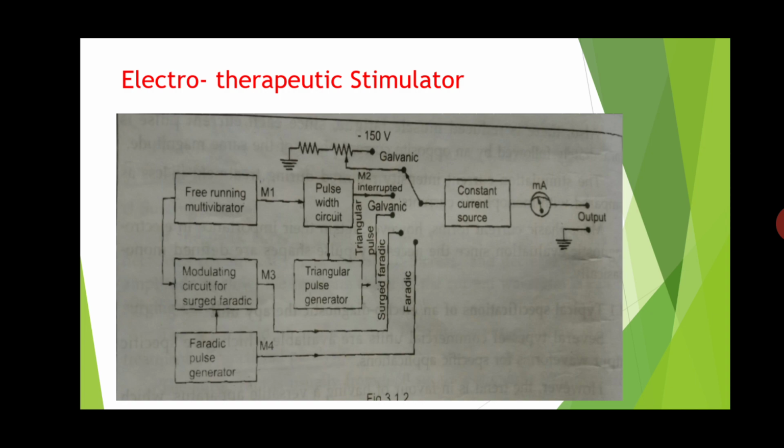By integrating the output of M2, the interrupted galvanic pulses can be modified to have an exponential rise and fall. The shape of these pulses is similar to a triangular waveform. The galvanic current is also made available by suitable tapping of the DC power supply.